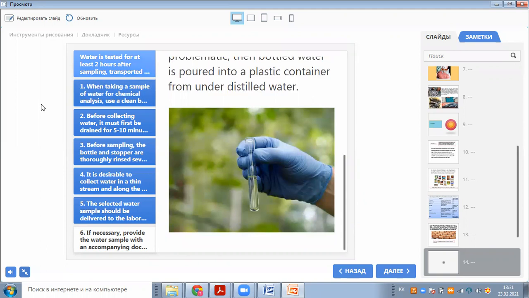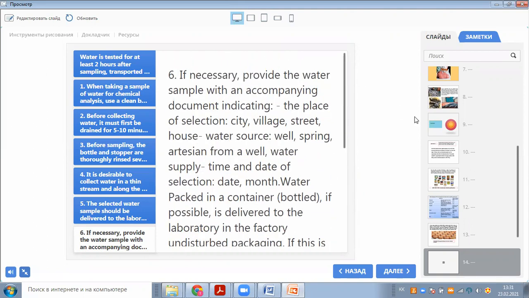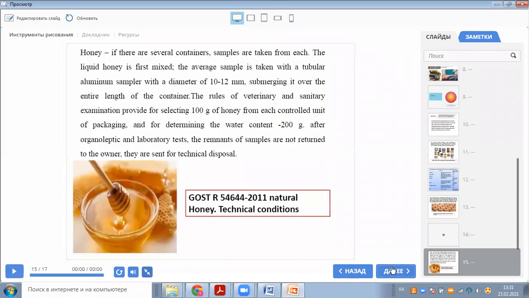And there are only 6 rules which you may use when you take the samples. And the next presentation is about honey.